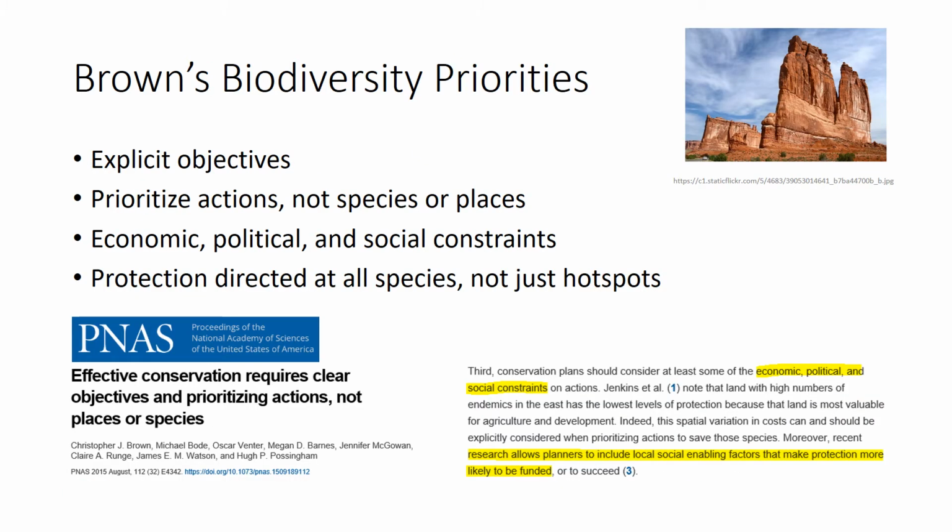Brown argues that conservationists should have explicit objectives and should prioritize actions, not species or places. There are economic, political, and social constraints to conservation, and it should be directed at all species, not just hotspots.